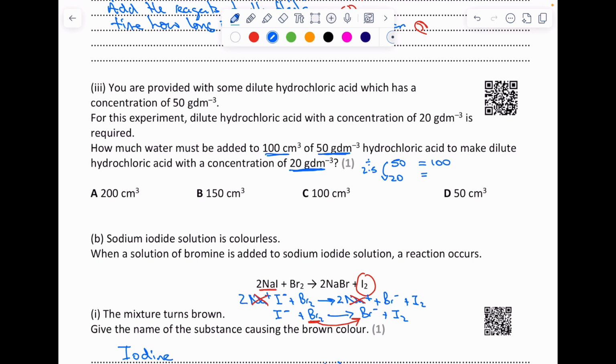So here I divided by 2.5. So I need to work out how much water to add. So to do that, I'm going to times this by 2.5 because I'm going to add more water to make it less concentrated. So 100 times 2.5 is 250. So I need 250. We've already got 100. So 250 take away 100 is leaving me with 150 centimeters cubed, which is option B.